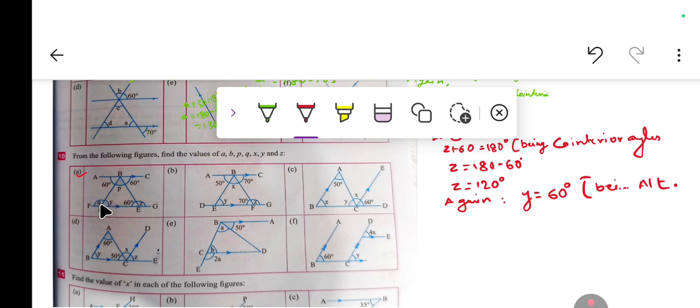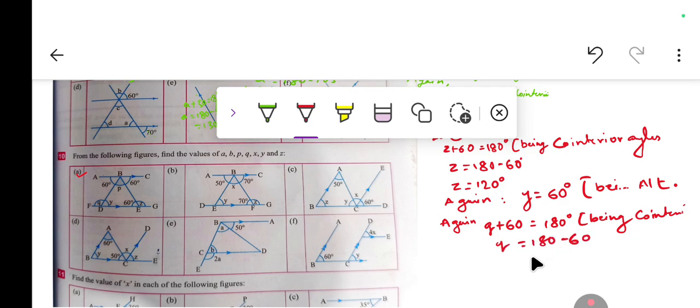Similarly, now talking about angle q. So 60 and q are in co-interior position. Both are interior between the same parallel lines. So you can write again q plus 60 is equal to 180 degree. You can write the reason being co-interior angles. And we'll get the value of q, that will be 180 minus 60, that is equal to 120 degree.